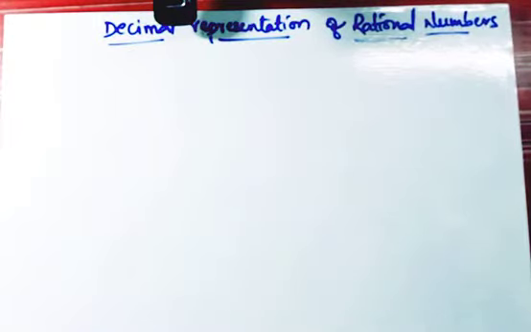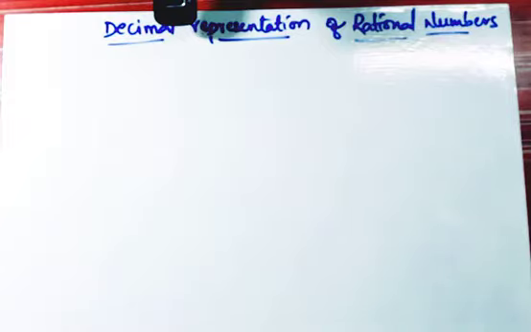I will now tell you about decimal representation of rational numbers. We know every rational number is in the form of p by q, where q is not equal to 0 and p, q are integers. Now I will show how to express a rational number in decimal form.